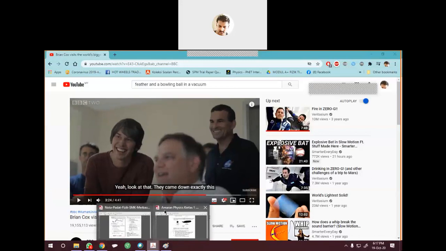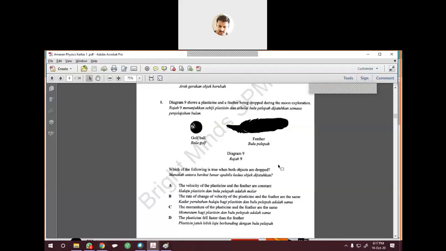Okay, so now the question is, which of the following is true? The velocity of the plasticine and the feather are constant. Is it true? No. The rate of change of velocity of the plasticine and the feather are the same. That's correct.